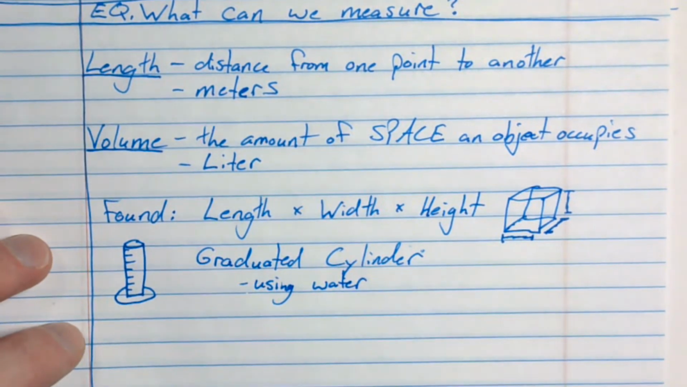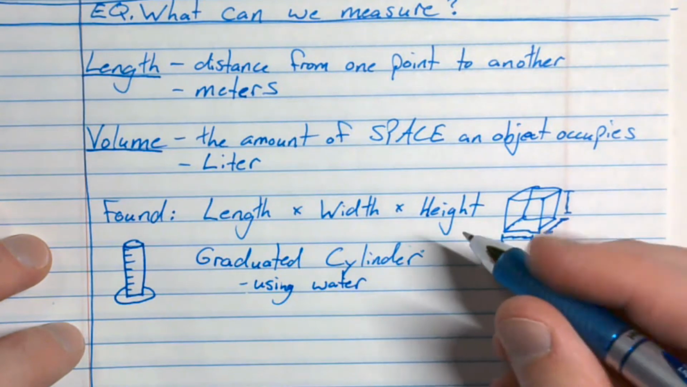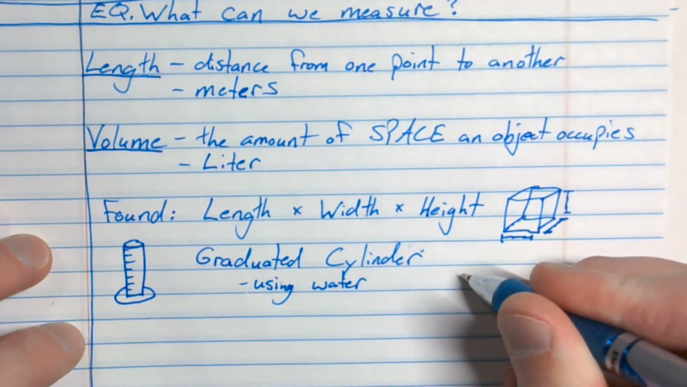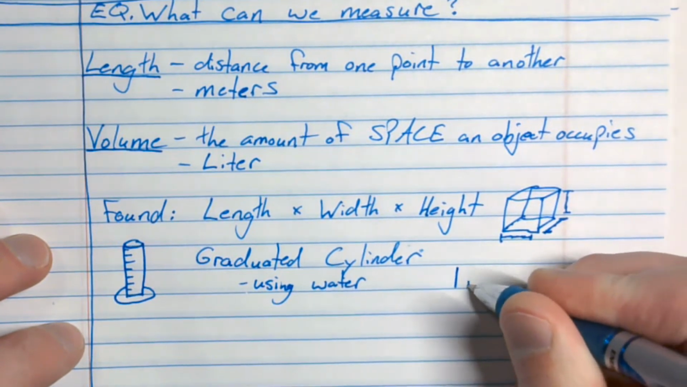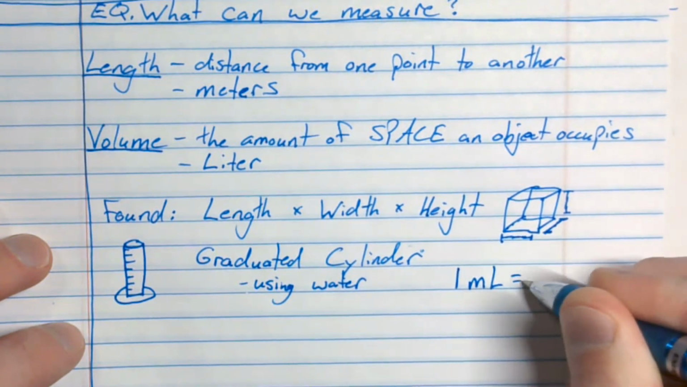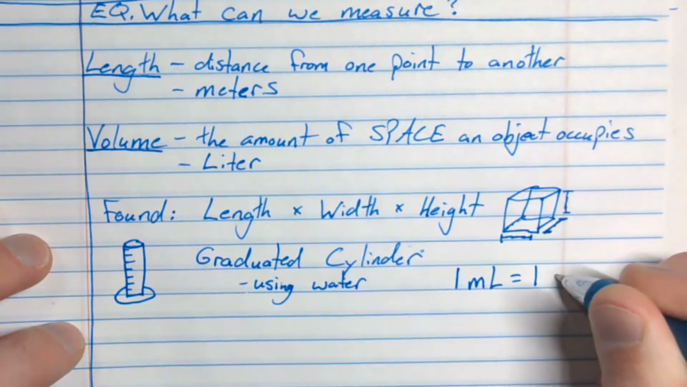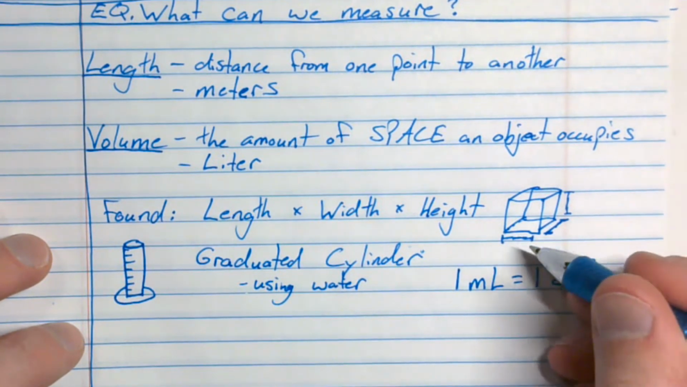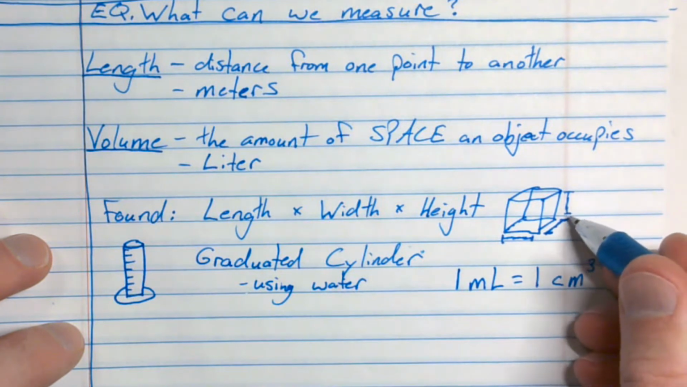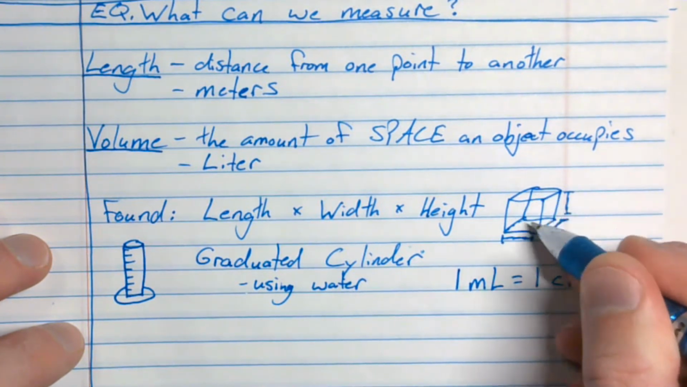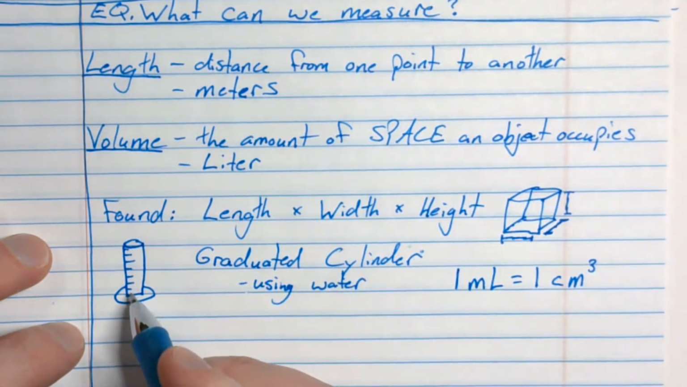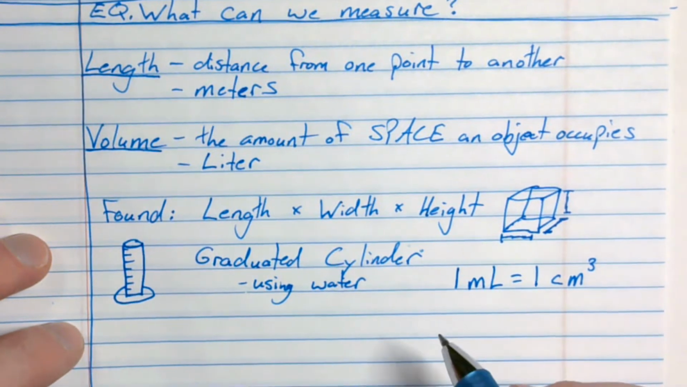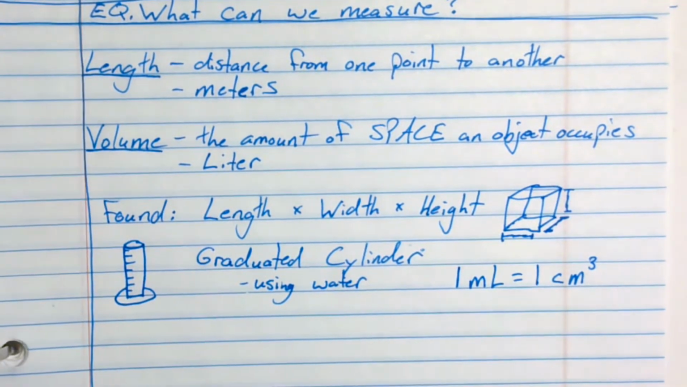And another fact for volume is that 1 milliliter is equal to 1 cubic centimeter. They are interchangeable. So if I measured 1 centimeter by 1 centimeter by 1 centimeter, this space right here is equal to 1 milliliter over here, which is kind of cool.